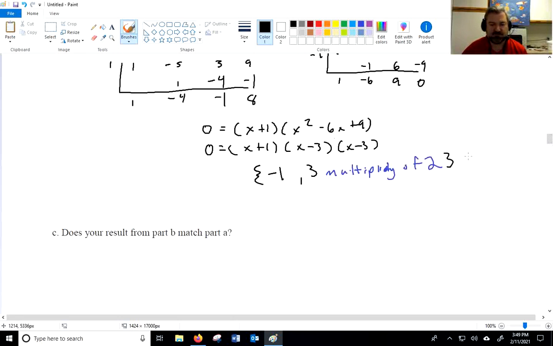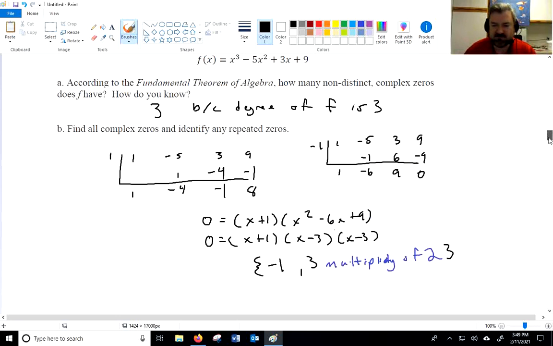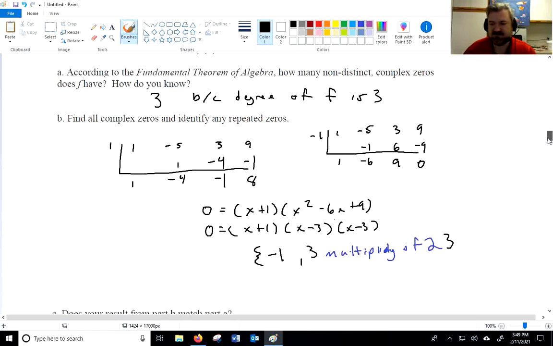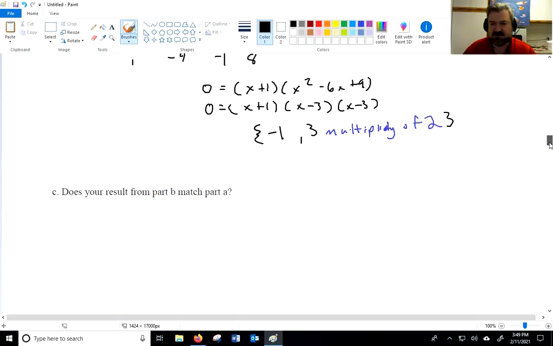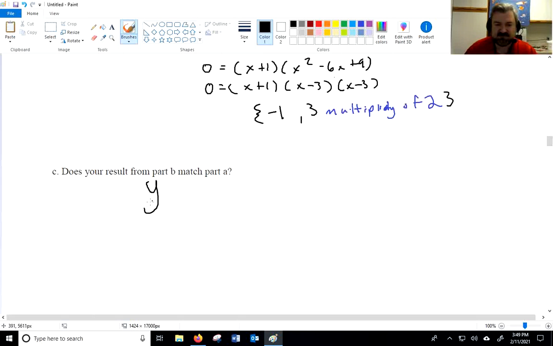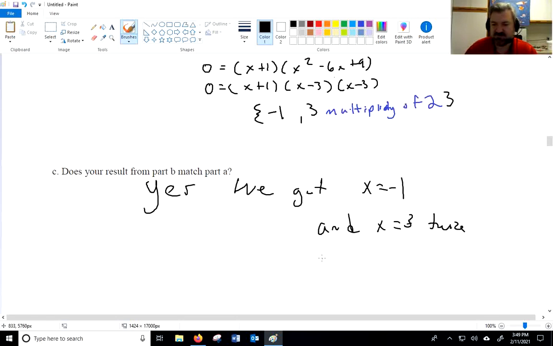So does my result from part B match part A? Part B told me that my zeros were negative 1 and 3. Well, the naive answer would be to say no. I was told by the fundamental theorem of algebra I would get 3 zeros and only got 2. The sophisticated answer is that I did get 3 zeros. It's just one of them was repeated. So I would say yes. We got x equals negative 1, and x equals 3 twice, which is 3 zeros. They're not distinct, but they're 3 zeros.